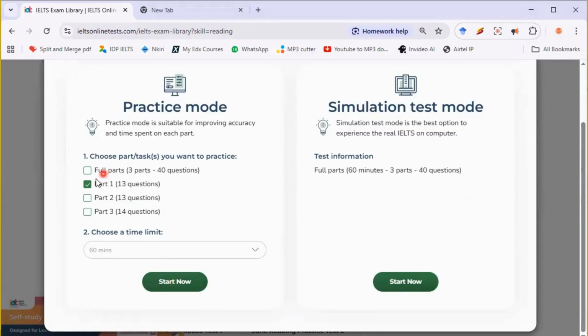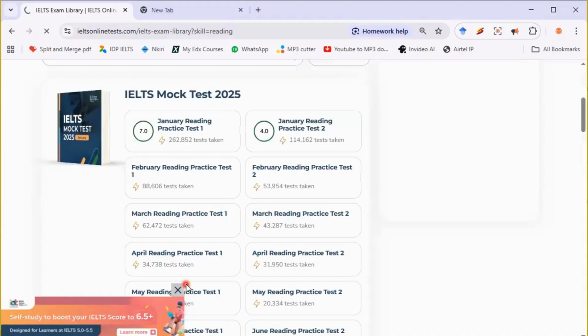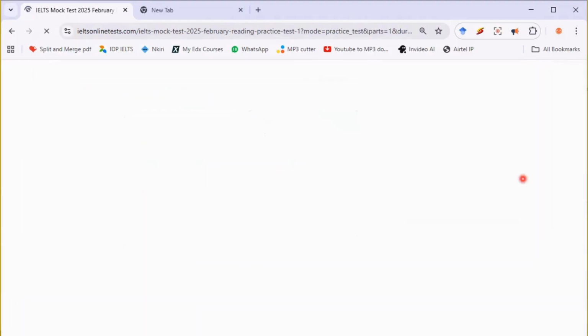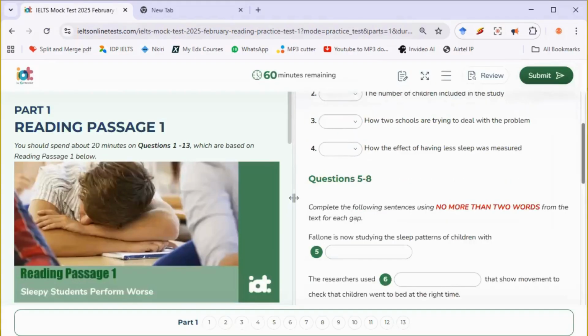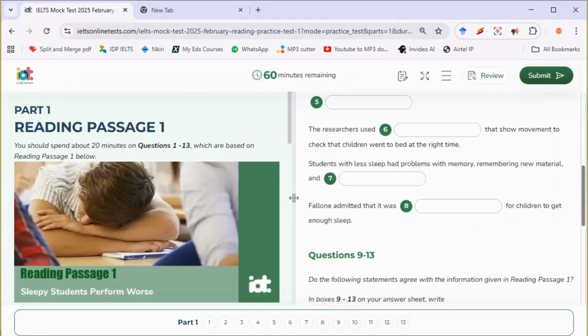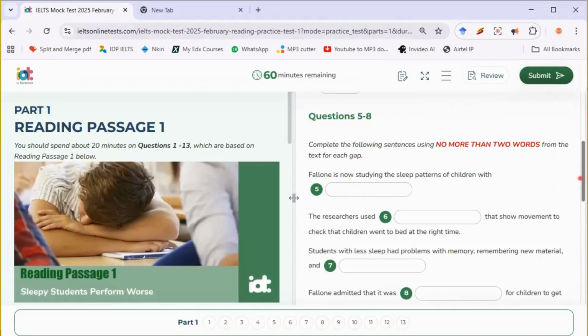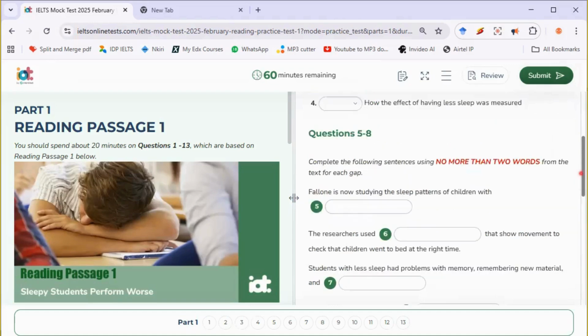So I'm just going to pick part one. Usually, part one questions are gap filling questions or true, false, not given questions. So let me select part one and see what it gives me. I'm going to solve some questions from this particular site, then I'll go to another site and solve questions from that site. This is matching information, gap filling. Very good. True, false, not given, and gap filling questions.